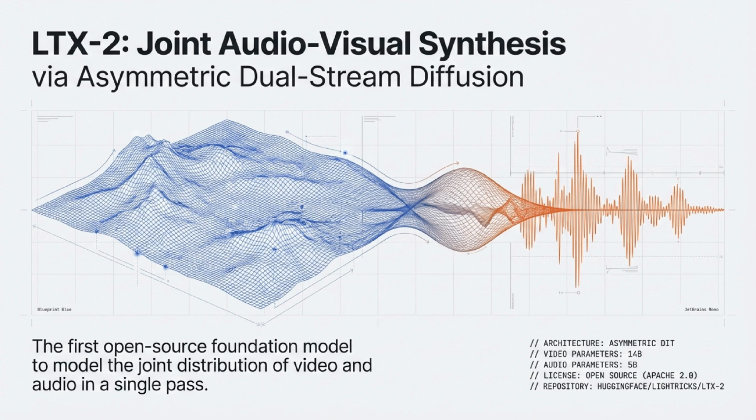LTX-2 is the new fully open-source model designed to model the joint distribution of video and audio in a single pass. Unlike previous models that treat these modalities separately, LTX-2 utilizes what the authors call an asymmetric dual-stream diffusion architecture. It packs 14 billion parameters for video and 5 billion for audio, and importantly for the community, it's released under an open-source Apache 2.0 license.